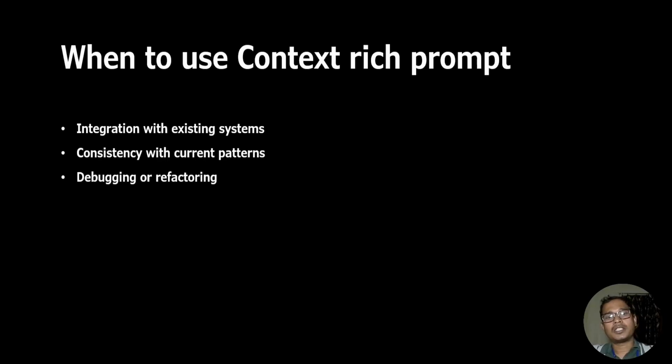And consistency with your current patterns: you need to tell your AI to follow these patterns while it generates the code. Then also debugging and refactoring. Of course, whenever you are debugging, you need to pass your code block as context to the AI so that it can understand and see where you have made a mistake. So in this type of task, you can use this context-rich prompt.